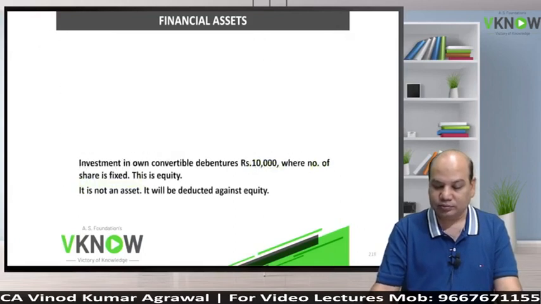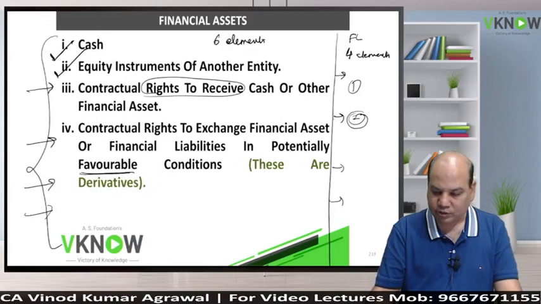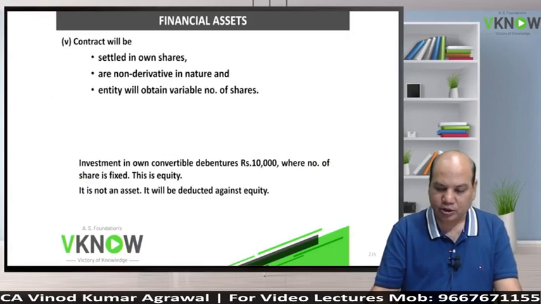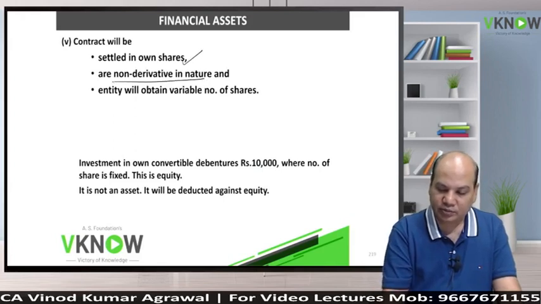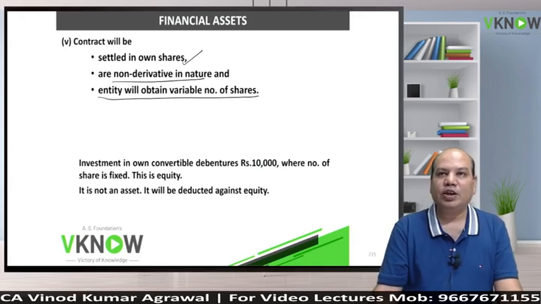Next is, what is the third point? Fourth we have discussed. The fifth point is a contract that will be settled in own shares, non-derivative in nature, and the entity will obtain a variable number of shares. Reverse of element number 3. Non-derivative contract settled in own equity and the entity will receive a variable number of shares.